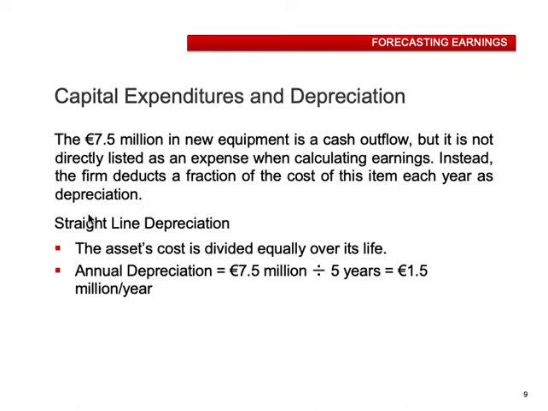So the depreciation expense is actually related to the asset's cost divided equally over its life, which means that we have an outlay of $7.5 million. The economic life is 5 years. So it means that in our profit and loss statement, we can actually include $1.5 million per year as a depreciation expense. The alternative of taking $7.5 million at once in the profit and loss statement is not feasible. So in other words, we need to take $1.5 million per year instead.